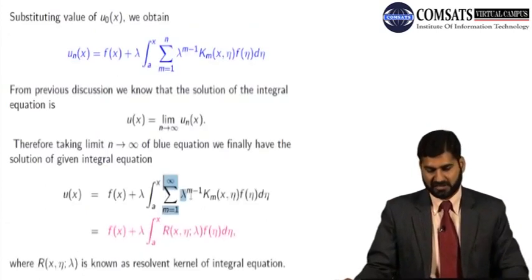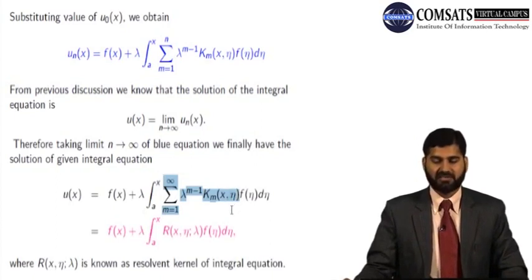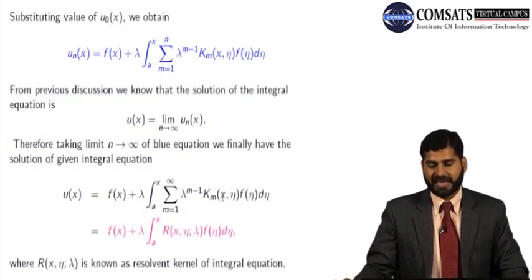So this is called the resolvent kernel. All right, this is called the resolvent kernel. You got lambda to the m minus 1 km. This should be lambda m km, and so on from 1 to infinity. We call it the resolvent kernel, of x, eta, and lambda. You see, it depends on x, it depends on eta, it depends on lambda.